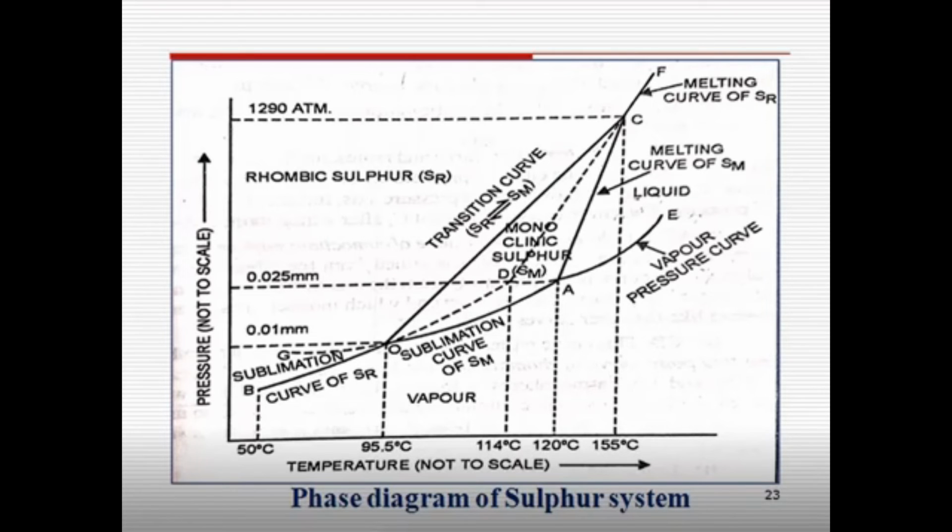Curve AE gives equilibrium between vapor phase and liquid phase, so it is a vapor pressure curve of sulfur. Again, 2 phases are in equilibrium, so we get F is equal to 1. Similarly, we can see for other curves also F is equal to 1. That is, degrees of freedom will be 1.